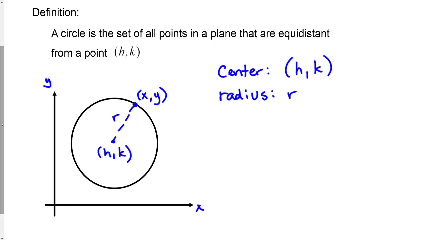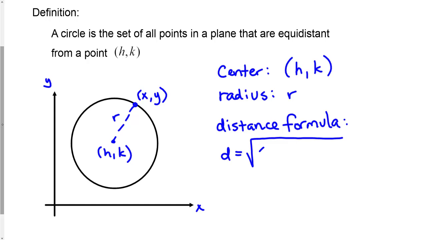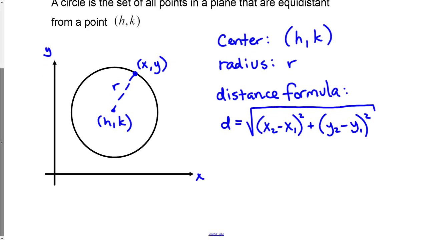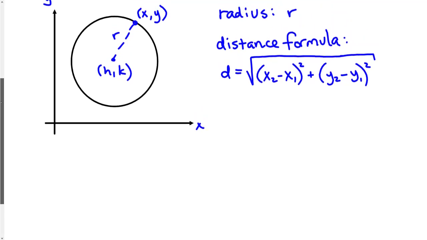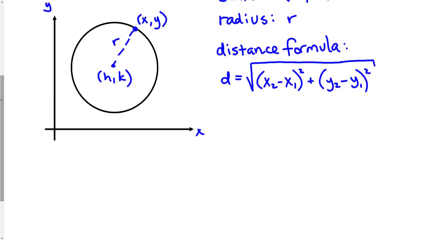Now, if we're talking about the distance between 2 points on a plane, we can use the distance formula to help us out. So the distance formula looks like d equals the square root of x2 minus x1 quantity squared plus y2 minus y1 quantity squared. So that will locate the distance between any 2 points in a plane. Well, I do have 2 points here. I have hk and I have xy. And I know that distance as well. That distance is equal to r.